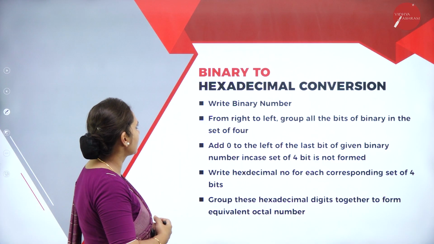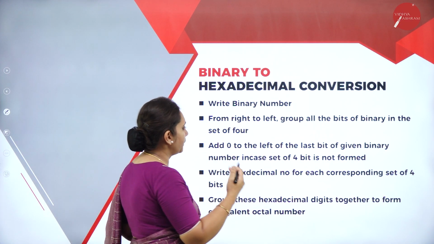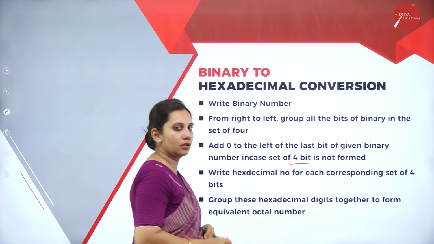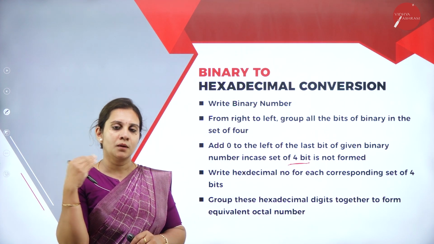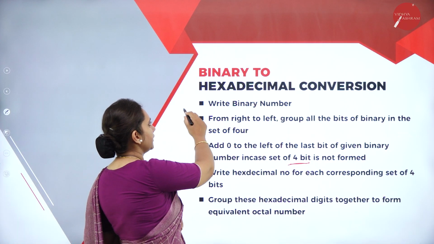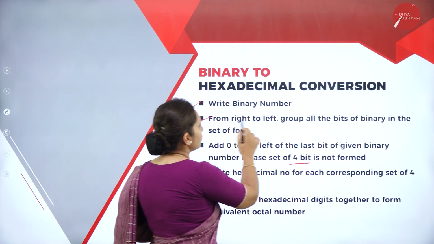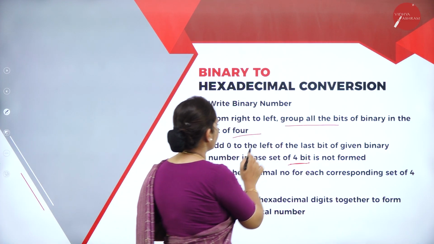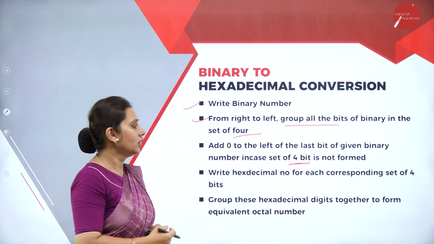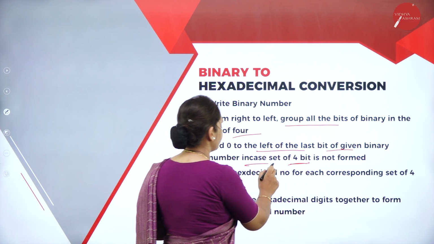So, next let us understand binary to the hexadecimal. It is the same grouping of 4 bit. In octal, we did a grouping of 3 bits, but here we need to do the grouping of 4 bits. Now, let us understand. Write a binary number, whatever the binary number given. From right to left, group all the bits of the binary to the set of 4, which is very easy. Add 0 to the left, that is the last bit of the given.